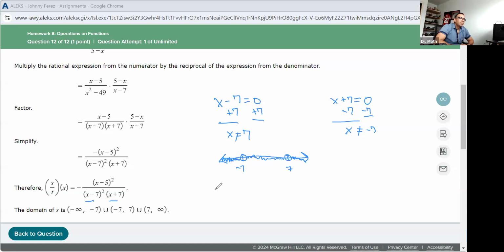So what does this look like? Well, I start from -infinity. So I have the parentheses all the way until -7. Open parentheses. Whenever I have a gap, I put a U, right? I start back up at -7, but I'm not including it. So that's why I'm using open parentheses. If it was a closed circle, I'd use brackets. I'll change this problem. We'll talk about that later. All the way to 7. Again, I have an open circle, parentheses. And I put a U because I still continue going. And I start back up at 7, all the way to infinity. And so that's how they end up with that domain right there.